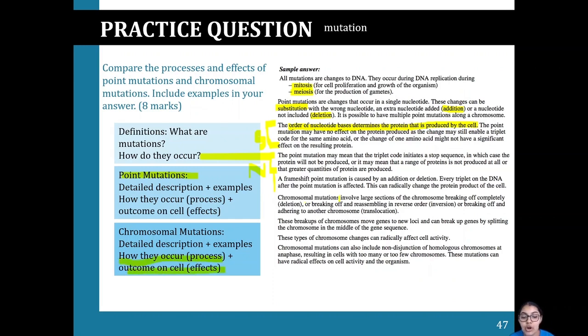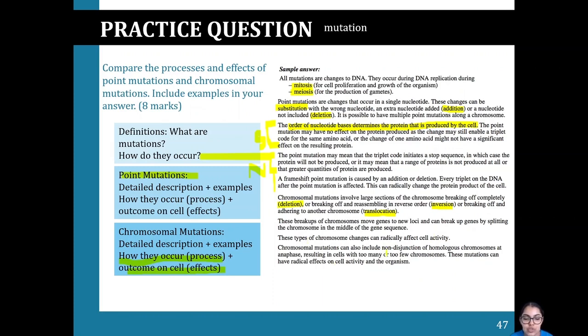Chromosomal mutations may involve large sections of the chromosome breaking off completely, or breaking off and reassembling in reverse order. So we are identifying those terms. Breaking off completely is deletion, reassembling in reverse is inversion, and breaking off and adhering to another chromosome is translocation. These breakups of chromosomes may move genes to a new loci, and that's just moving them to a new location, and can break up genes by splitting the chromosome in the middle of the gene sequence.